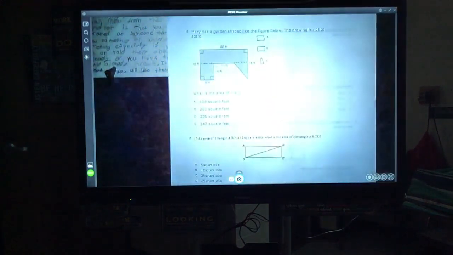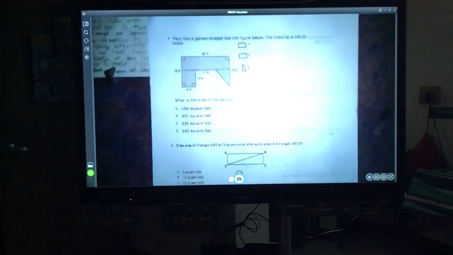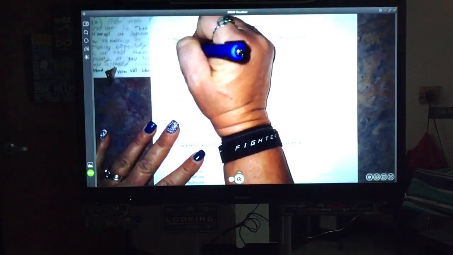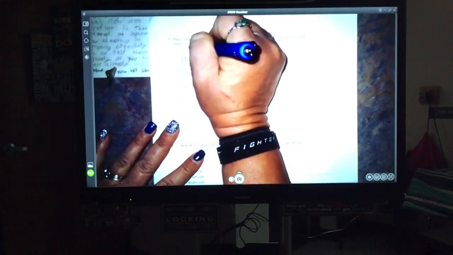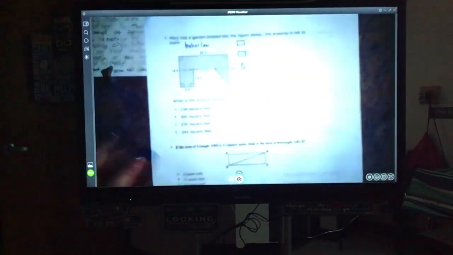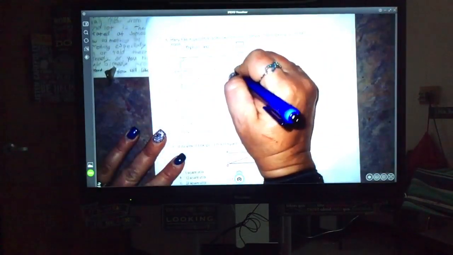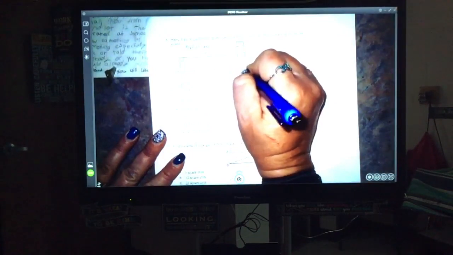So what is the formula I'm going to be using for my rectangles? Someone other than Delilah. Aiden? Base times height, or length times width. And then for my triangle, Mila? Base times height divided by 2.